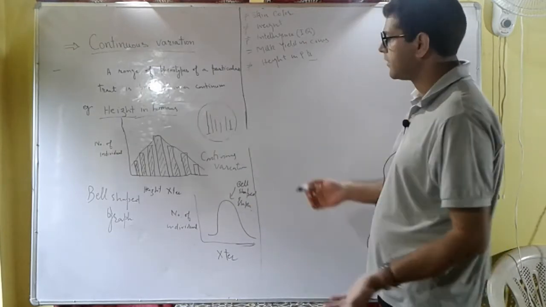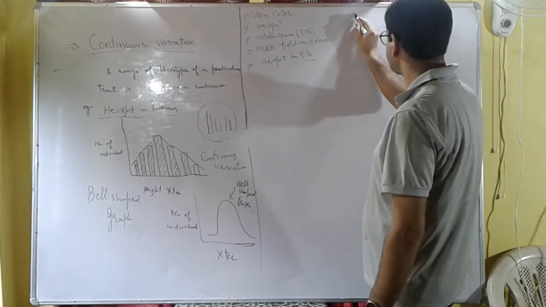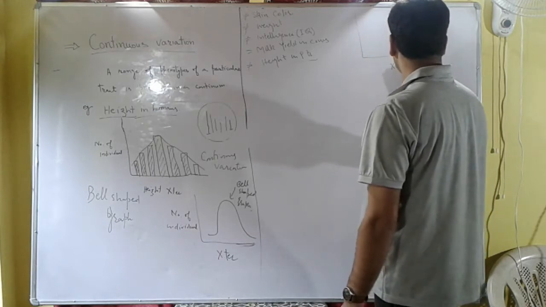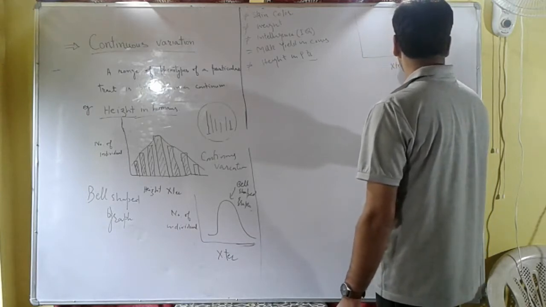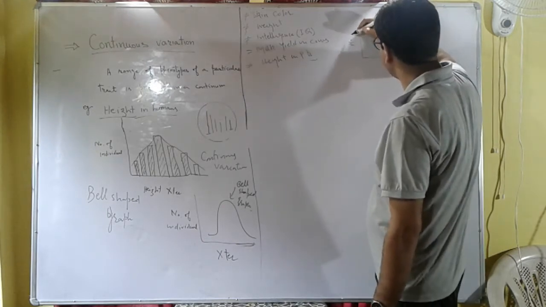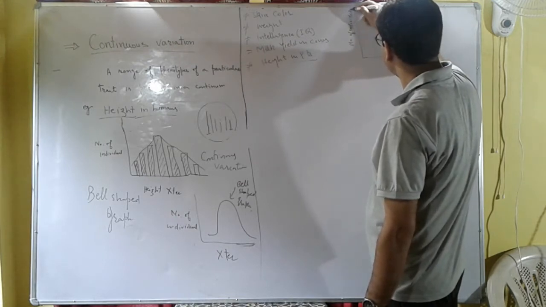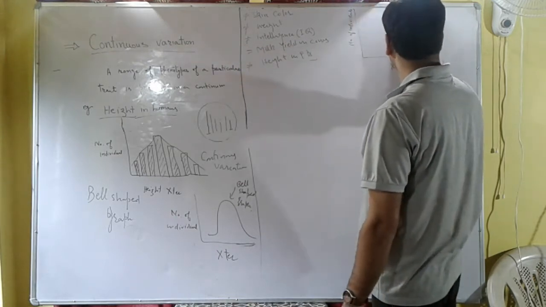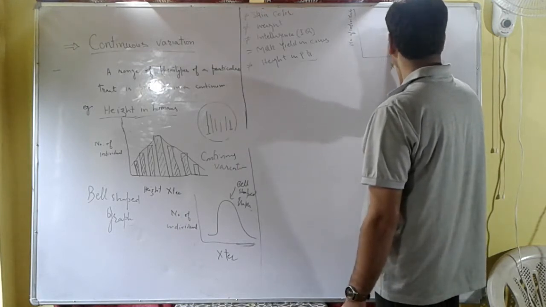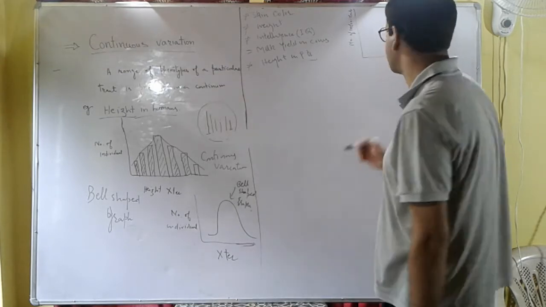In the case of skin color, we'll also obtain a graph like this. For example, the character here is skin color, and here we have the number of individuals. It's the bar graph for skin color.